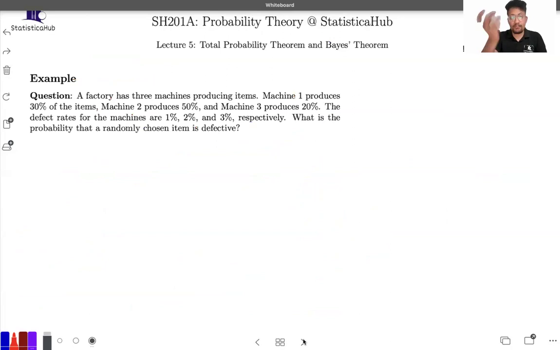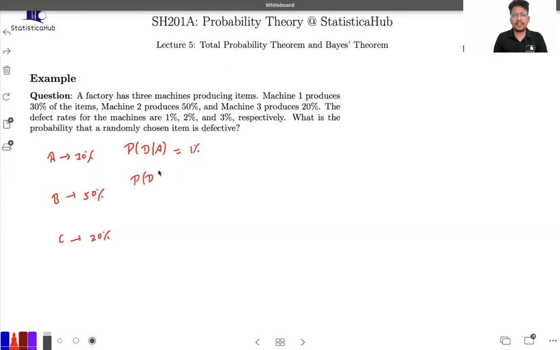Okay, moving ahead, we have an example. In this example, a factory has 3 machines. Machine A produces 30% of the items. So you have machine A, machine B, machine C. This is producing 30%, this is producing 50%, and the final one is producing 20%. The defect rates for the machines are as follows. The probability of getting a defective item, given that you are in machine A, is 1%. Given machine B, it is 2%. And given machine C, it is 3%.